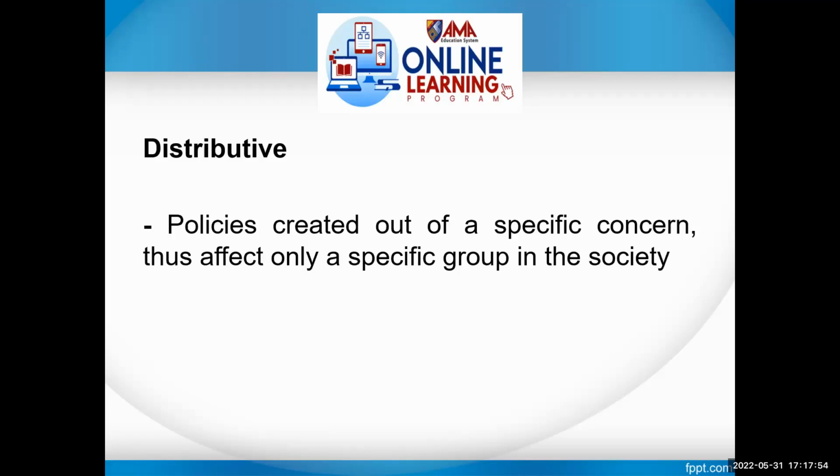Another example, those who are living in the slums, those who are informal settlers, we no longer call them squatters. No? We call them informal settlers. So this is a specific concern. Living in an unwanted, let's say, illegal place to reside or to live. So who are the affected group? Of course, the illegal settlers and their families.